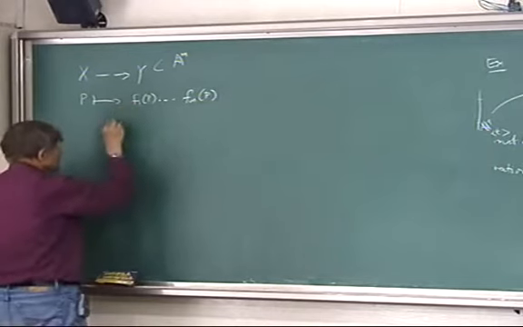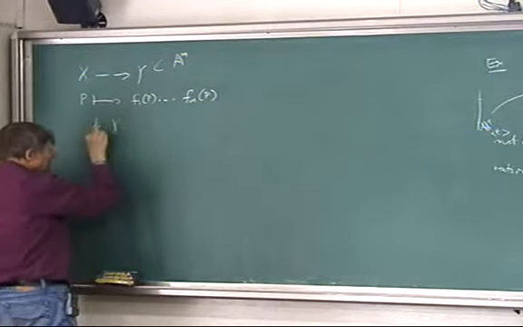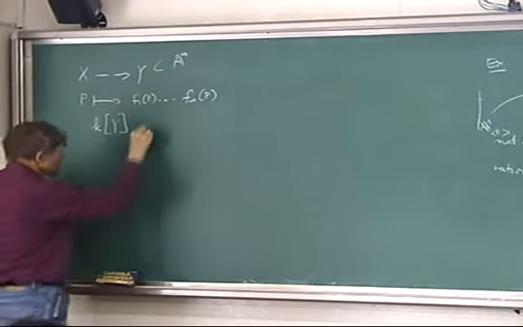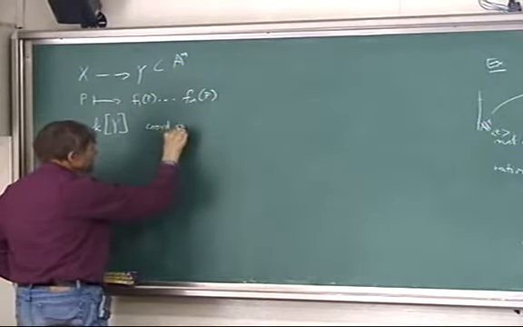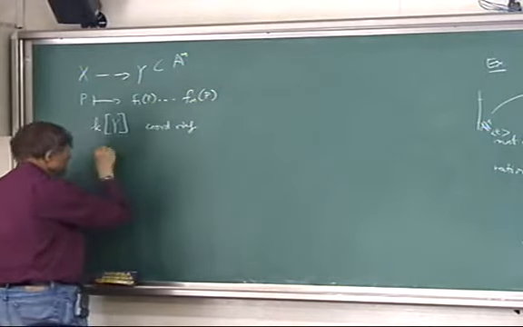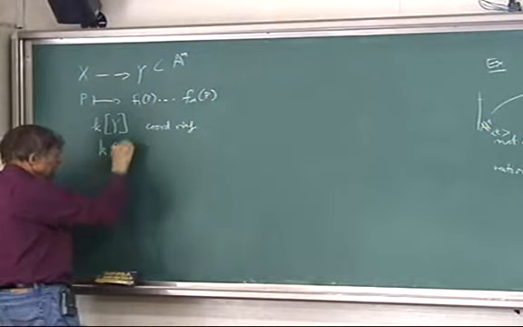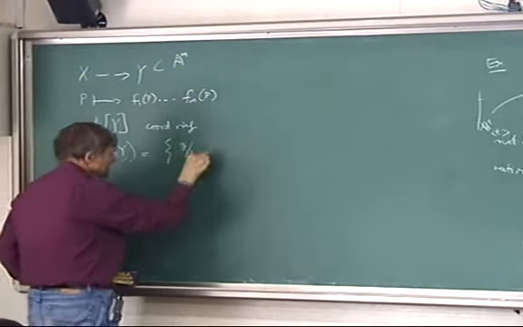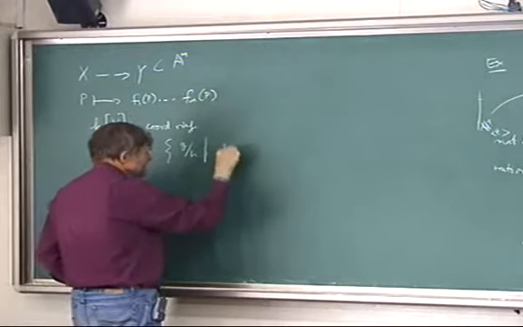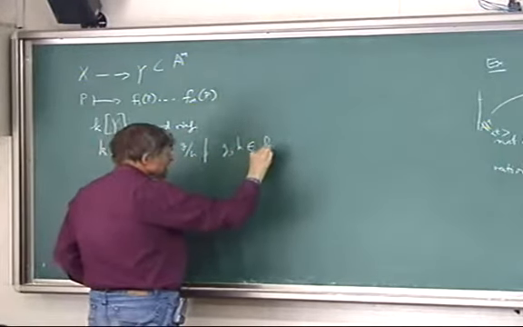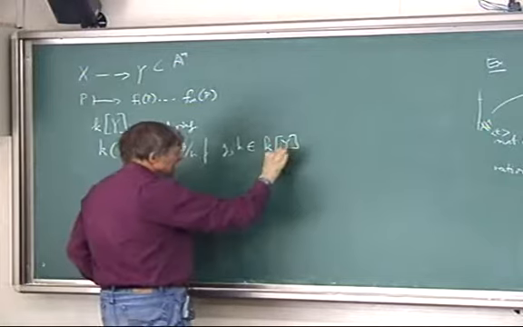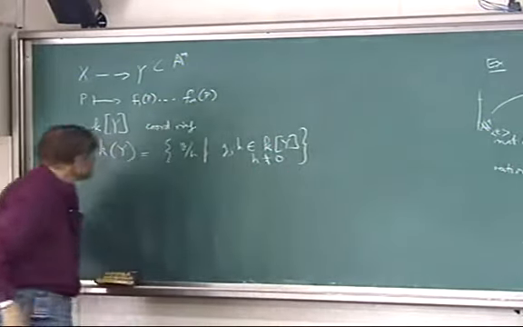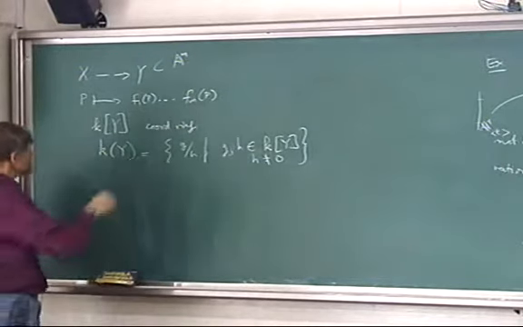So the y has a coordinate ring, k[y], and it has a field of fractions, k(y), which is the set of the usual thing, g over h, with g and h in k[y] and h not 0. So this is my map F.